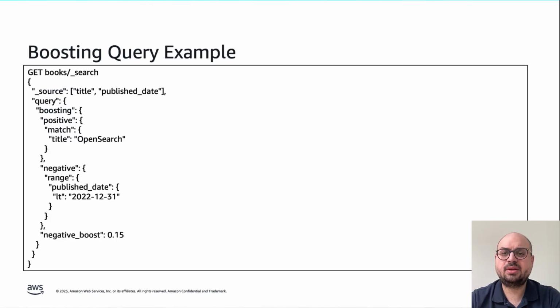For example, this query retrieves documents containing the word OpenSearch in the title, but reduces the relevancy of documents published before December 31st, 2022. The positive section specifies the main query, which matches the documents where the title contains OpenSearch. The negative section defines a query that matches documents with published date earlier than December 31st, 2022. The negative boost term is a floating point factor, which is between 0 and 1, that scales down the relevance score of the documents matching the negative query. In this example, the relevance score of these documents is reduced with a factor of 0.15.